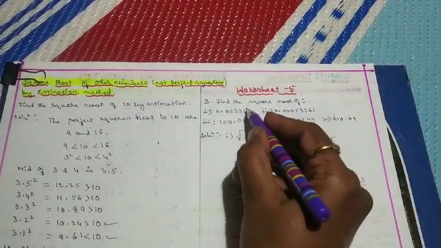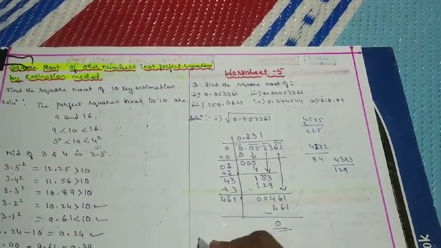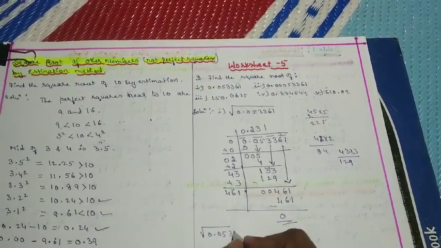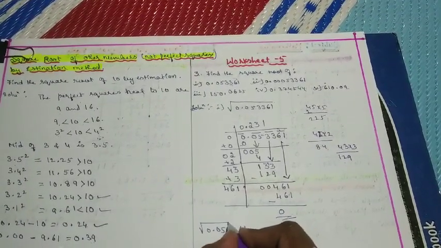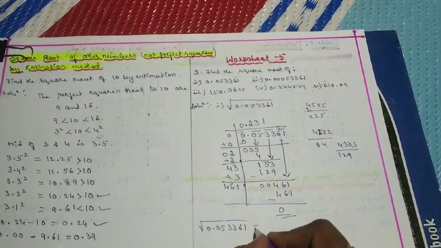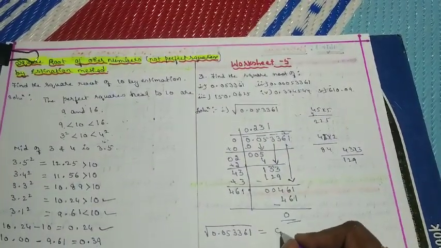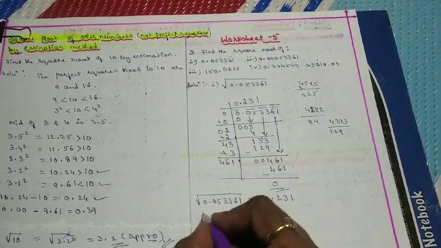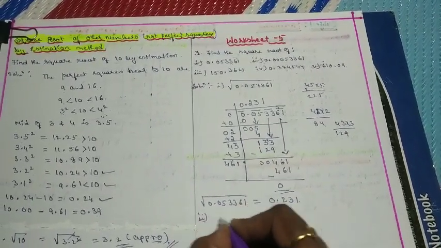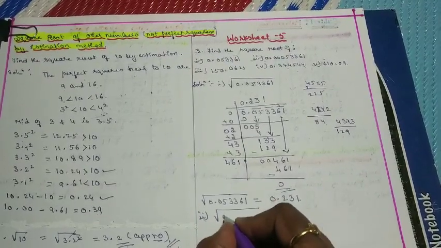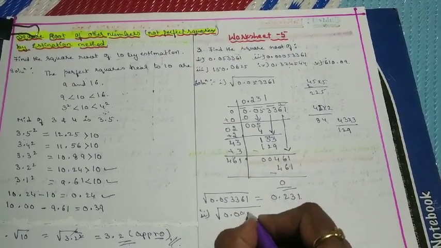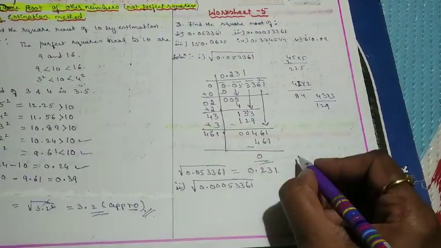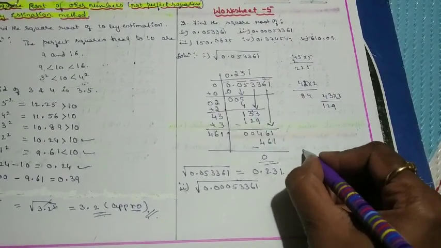Means the given decimal number is a perfect square decimal number. The square root of 0.053361, and the root should be written till the end of the digits, children, the answer is in the quotient, that is 0.231. Now we'll move to the second question, that is the square root of 0.00053361. So I'll go for division here, children.